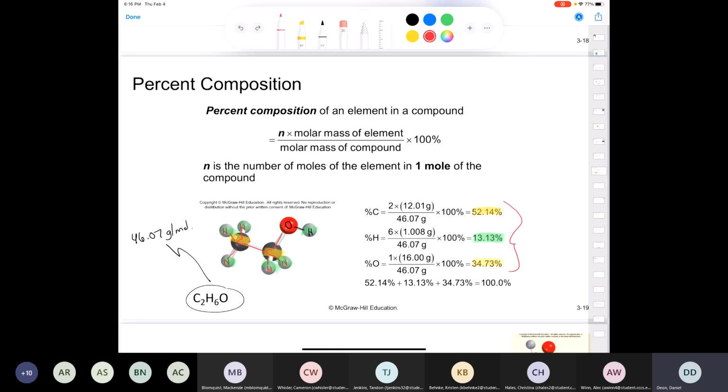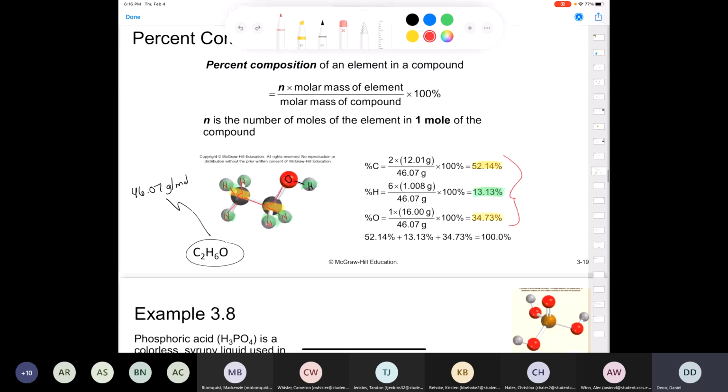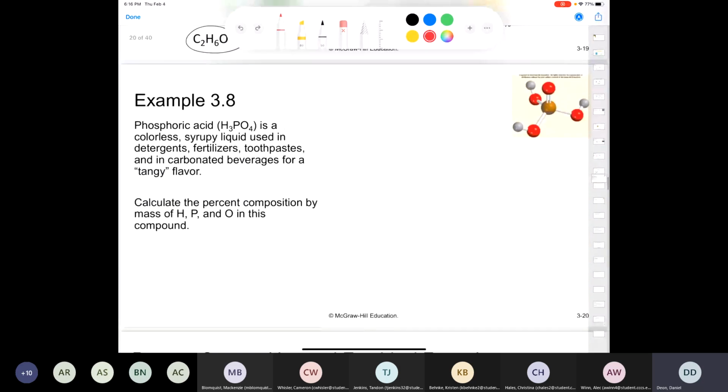Well, with those concepts in mind, let's take a look at a problem here. It says phosphoric acid, which is not a strong acid. Phosphoric acid is actually a weak acid. It is a colorless, syrupy liquid used in detergents, fertilizers, toothpaste, and in carbonated beverages for a tangy flavor. Calculate the percent composition by mass of hydrogen, phosphorus, and oxygen in this compound.